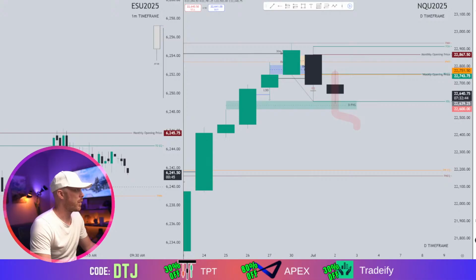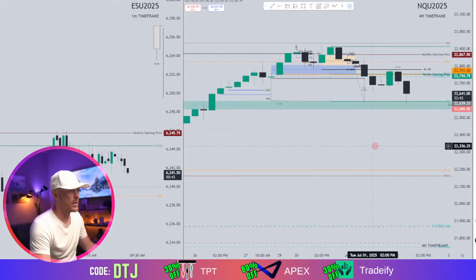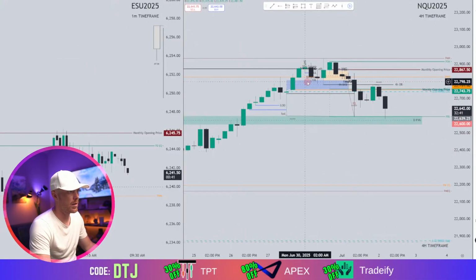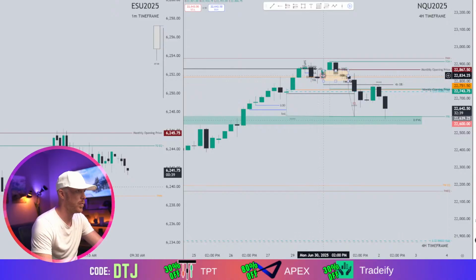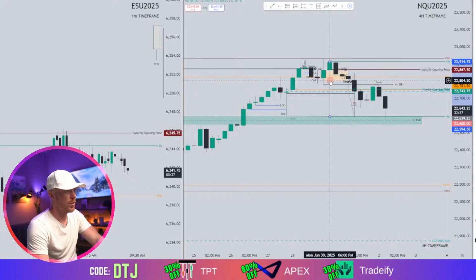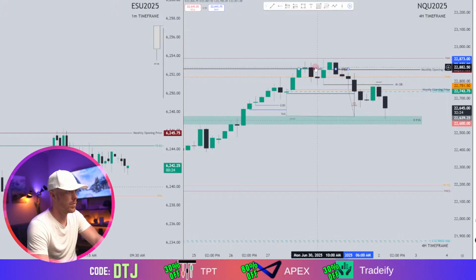Now to further confirm that, if you drop to the 4-hour time frame, it's even prettier. And this is some beautiful price action. Let me clean it up here. Now we'll keep those.